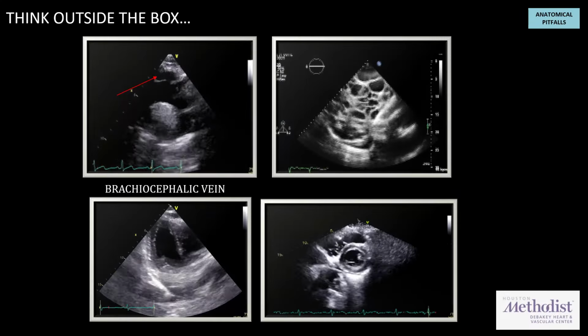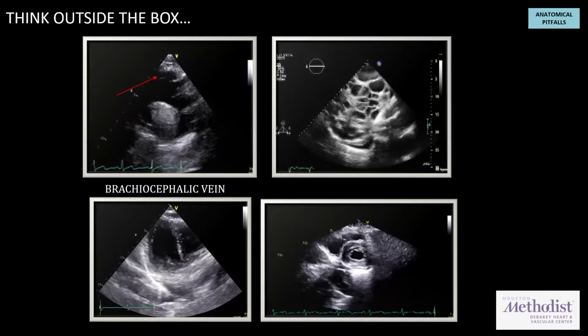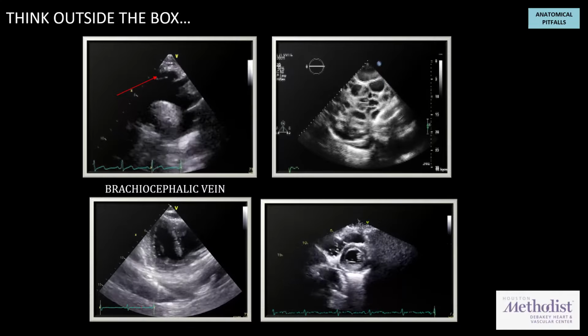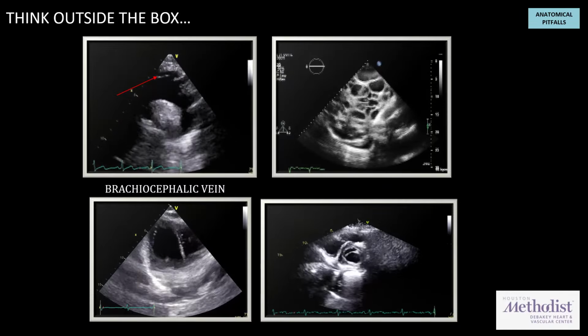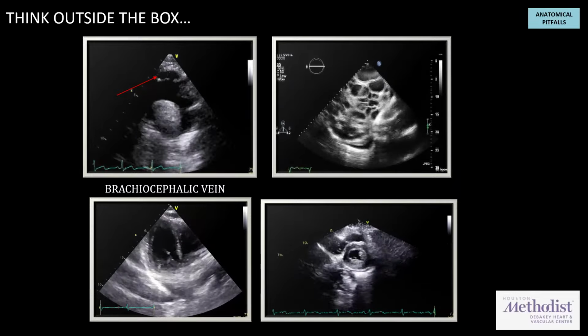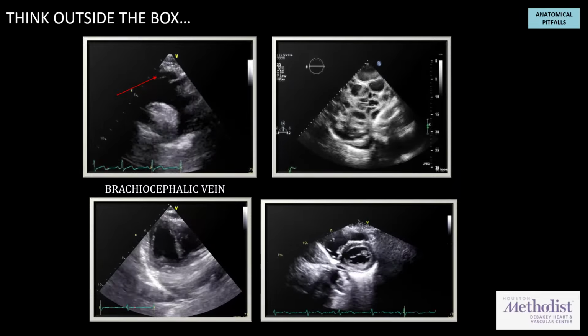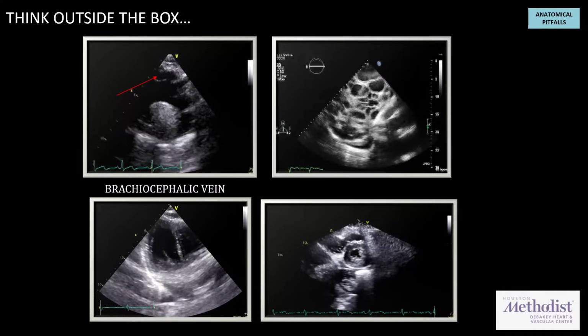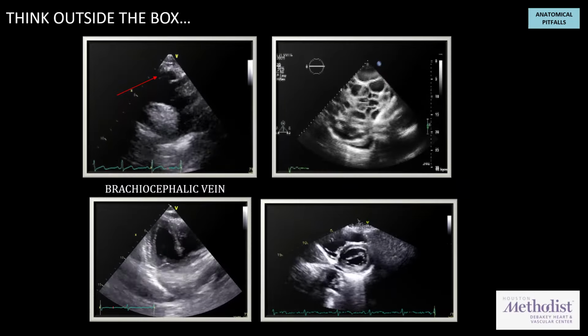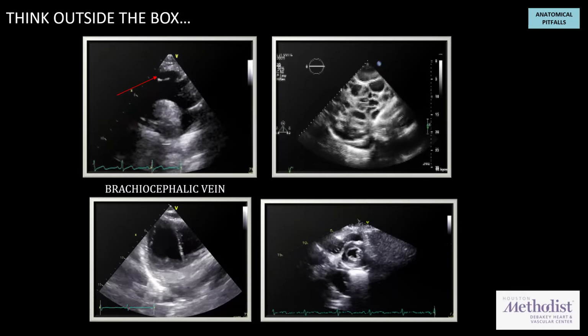There you go, guys. It's nothing but the left brachiocephalic vein. It's a normal anatomical variant, right? A normal left brachiocephalic vein, which is seen in the aortic arch shot, right? You see that space above the aortic arch? Very important to know that, guys, right? What about this one?